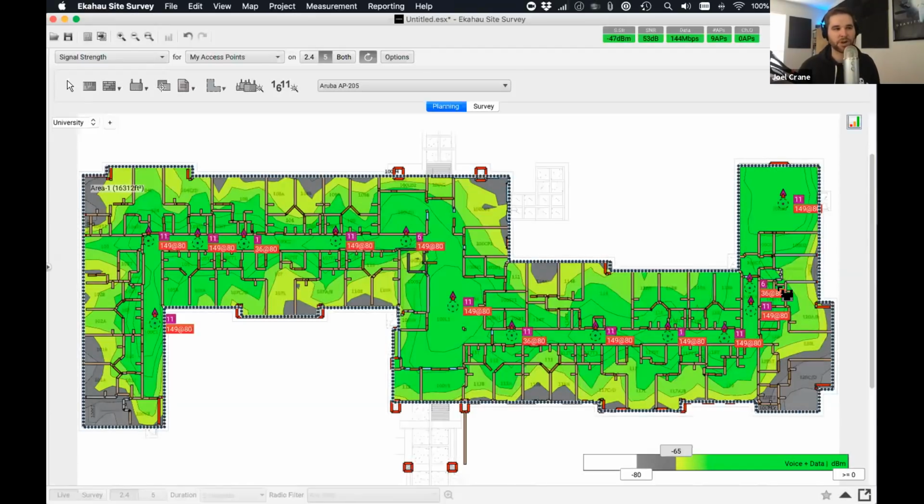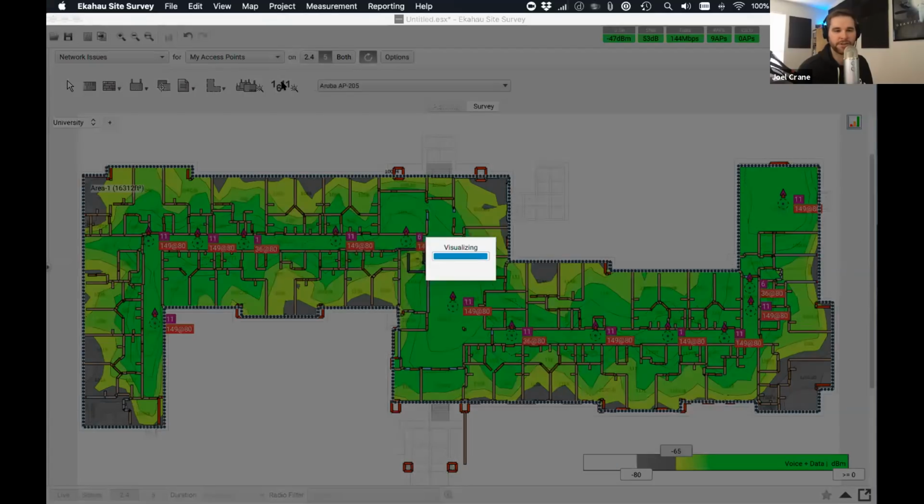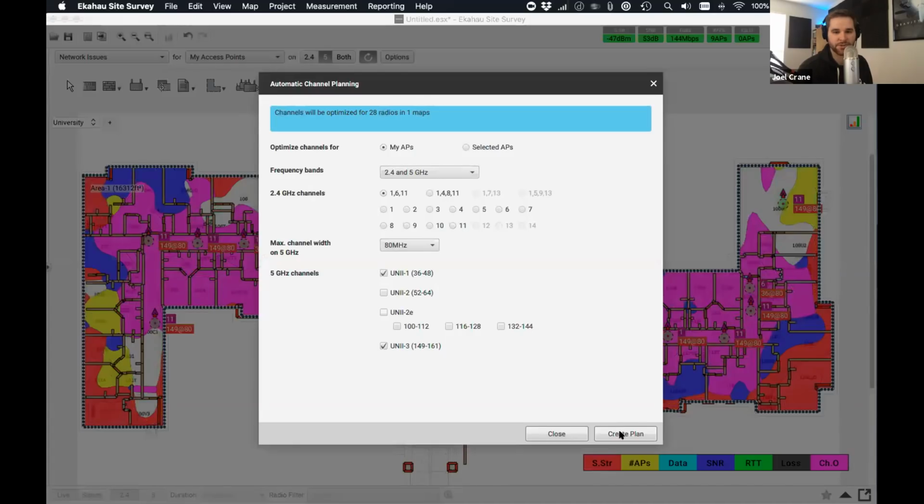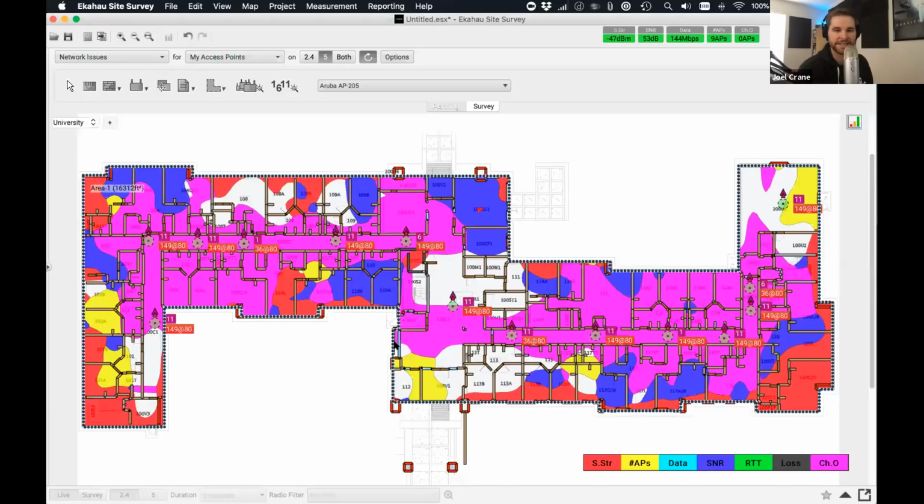And have we fixed the problem, Jerry? Well, it looks greener, right? It's more green. We've got more signal, but let's go ahead and take a look at things like network health, network issues. Do we make things better? So network issues, how did we do? Well, I'm going to run the channel planner again, so we can try to sort out this mess of channels. So we'll at least do that.